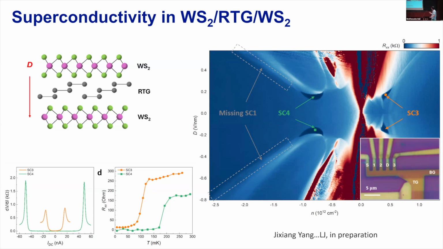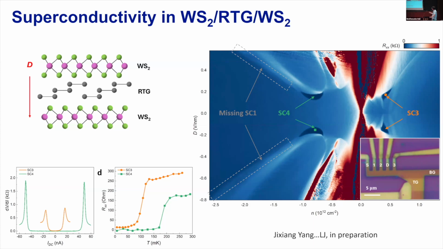One is what we call SC3. The other is what we call SC4. It's mirror symmetric about D equals 0 because we have WS2 on both the top and the bottom of this trilayer graphene. So no matter whether you polarize the electrons to the top layer or the bottom layer of the trilayer graphene, they both experience strong spin-orbit coupling. So both SC3 and SC4 are mirror symmetric about D equals 0. At the same time, this SC4 is completely absent from Andrea's previous data where there's no TMD. And SC3 is sort of there, but it's very weak without TMD.